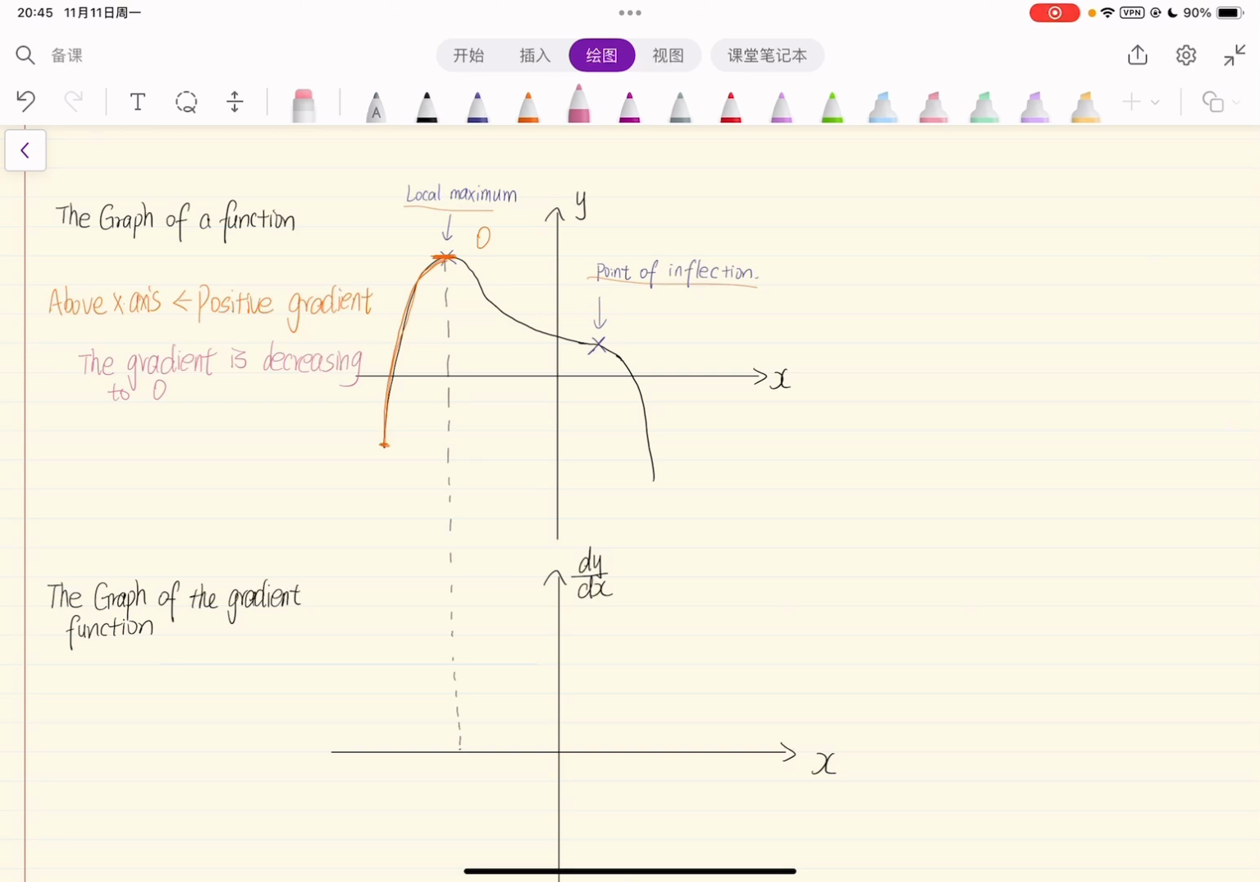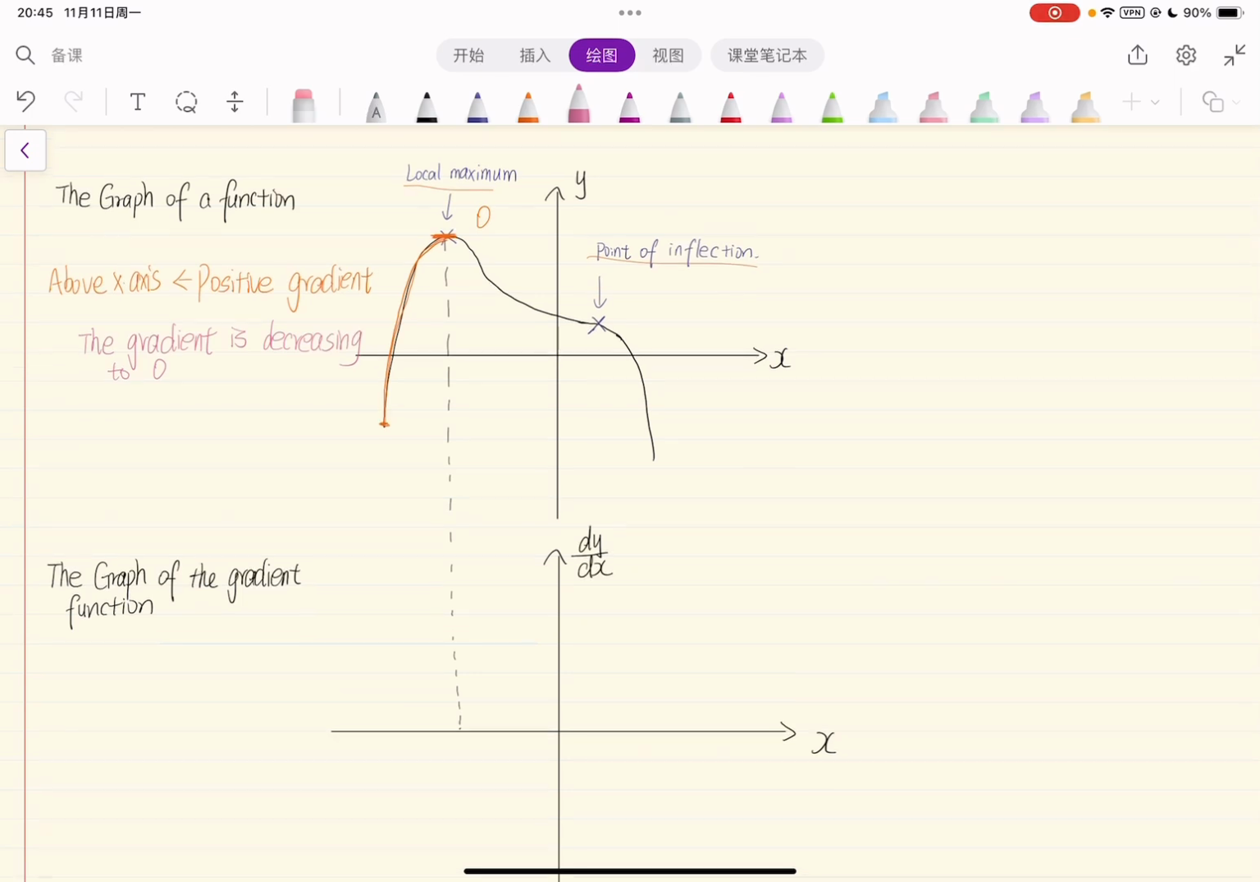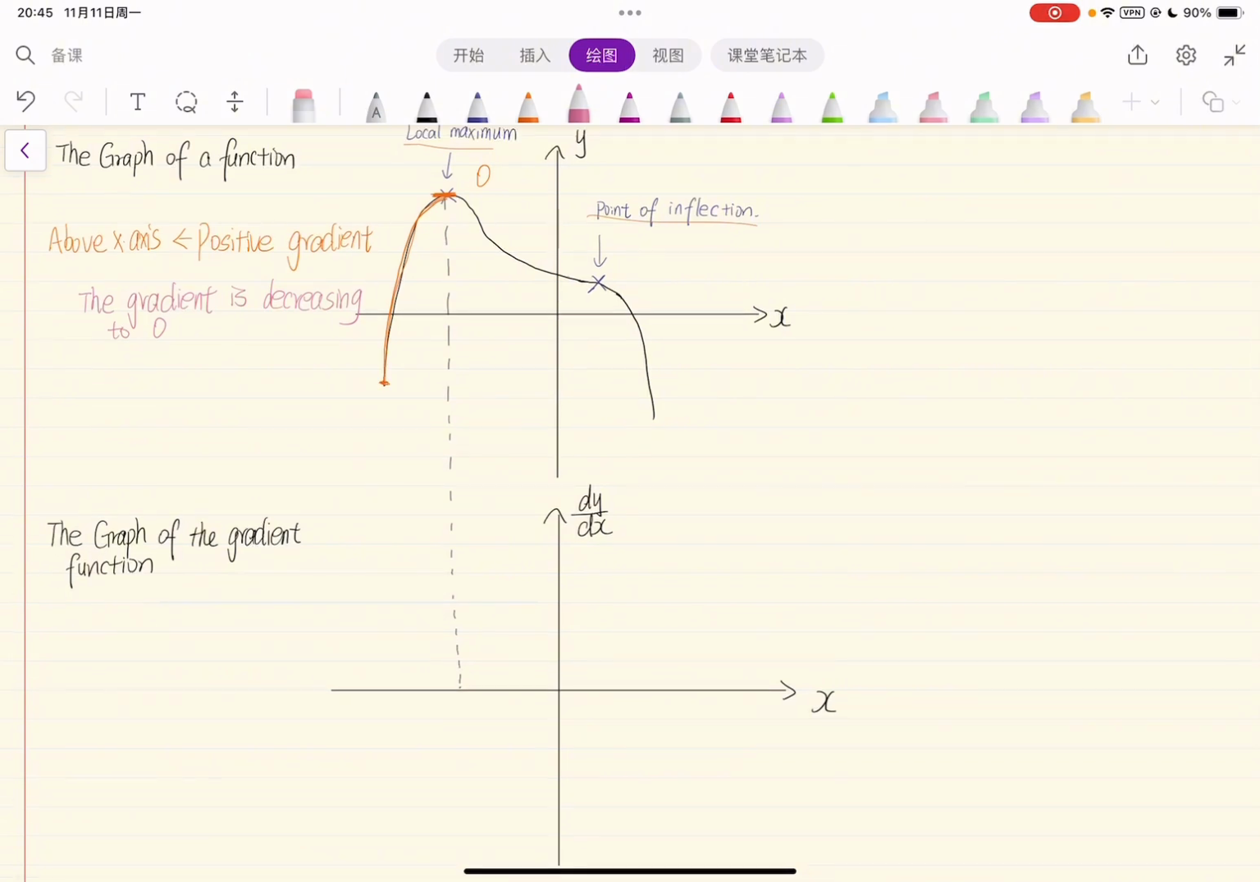So we can draw the graph of the gradient function for this part. The curve should be above the x-axis, and at the x-coordinate of the local maximum, it reaches 0. So we start from here, and we can have the curve looking like that. It is decreasing and reaches 0.